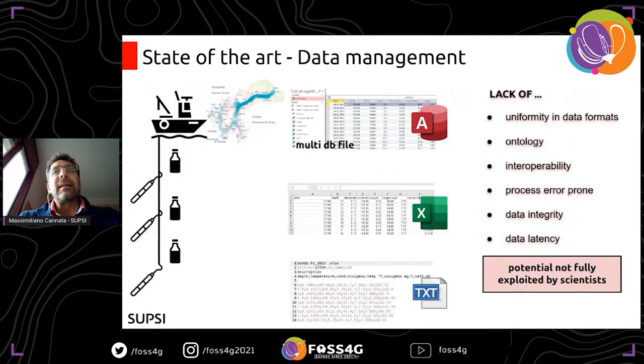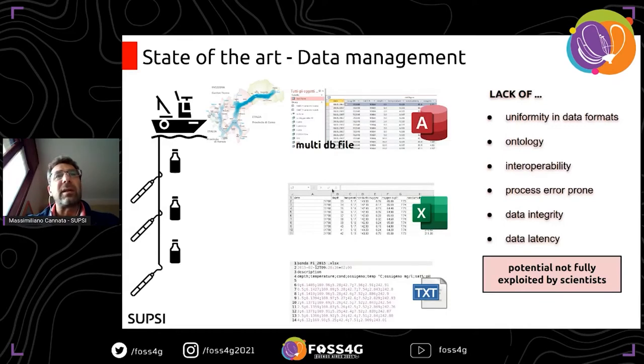And from the data management side, we are dealing with data that are currently managed in Access database or multi-DB file, Excel file, text file, etc. And there is really a lack of uniformity in data formats, ontology, interoperability. There are error-prone processes in copy and paste, data integrity is not guaranteed, and there is also data latency between sampling and data availability.